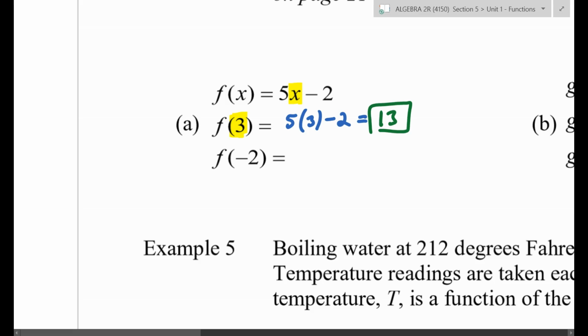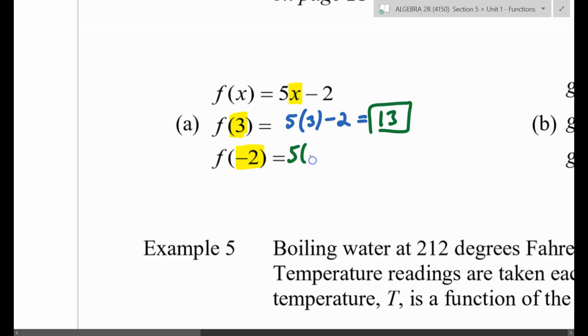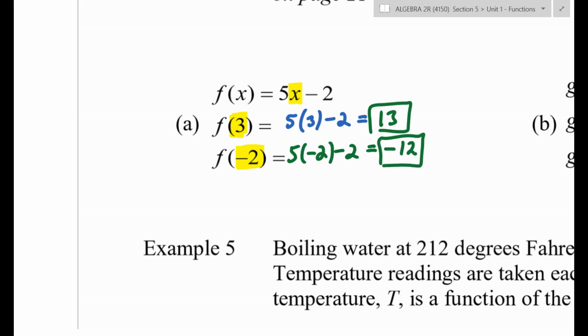Okay? In the next example, what am I going to do? I'm going to take negative 2 and have it replace the x value, right? So this is going to be 5 times negative 2 minus 2. What's 5 times negative 2? Minus 2? Okay, very good. So functions, in terms of evaluating them, is nothing more than plugging in and simplifying.